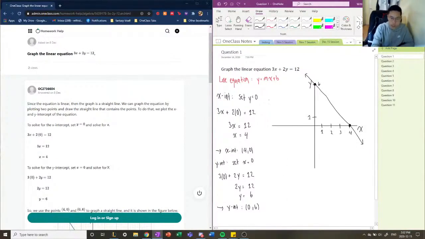Alternatively, you guys can rearrange this line equation. So we have 3x plus 2y. So we're going to set it into the standard form that we have here. So we're going to move our x to the right hand side and isolate for y. So if we do that, we get 2y equals negative 3x plus 12. And we want to isolate for y, so we have to divide both sides by 2, and we get y equals negative 3 over 2 x plus 6.